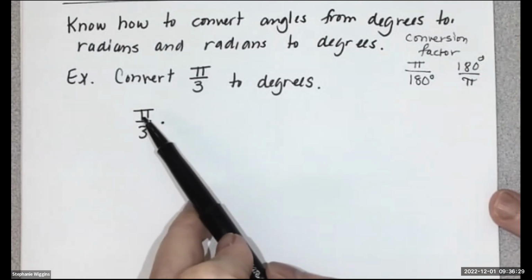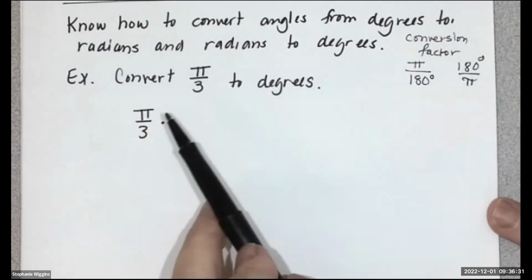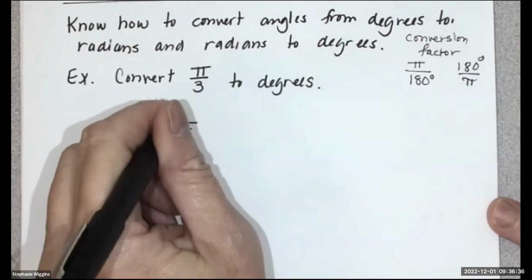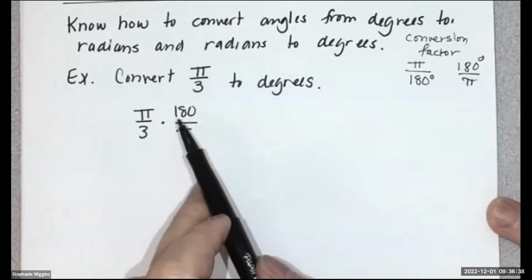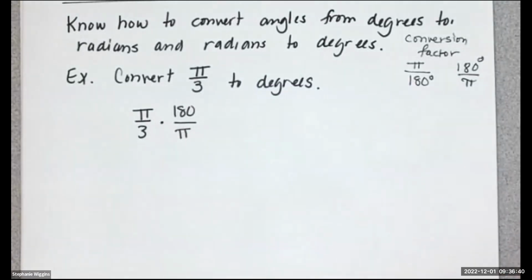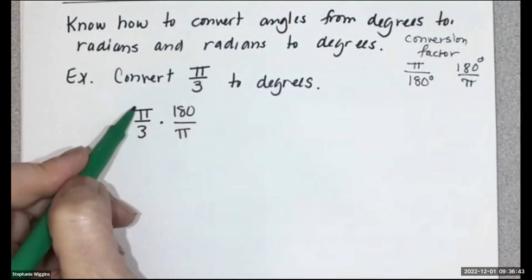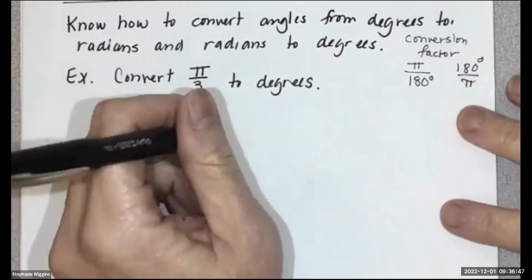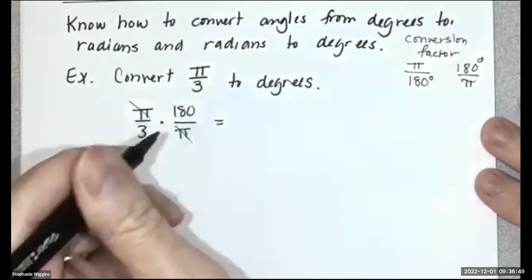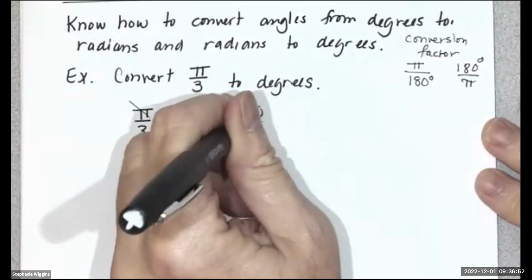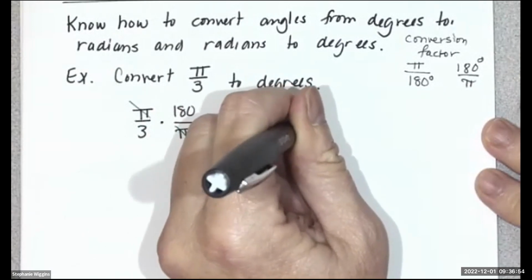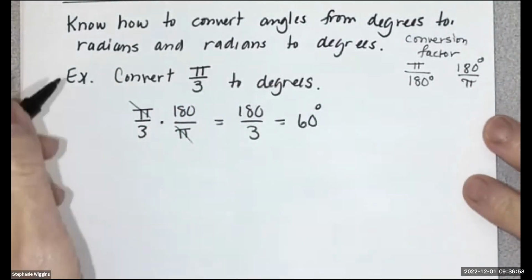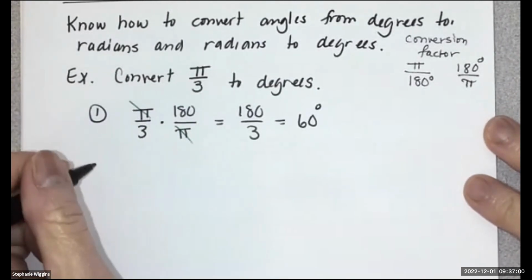Since the pi is in the numerator and we want to convert to degrees, we want to get rid of the pi. So we want to divide out by the pi. And so we're going to use the conversion factor 180 over pi. And then the pi's will cancel and you get something like 180 over 3, which is 60 degrees.